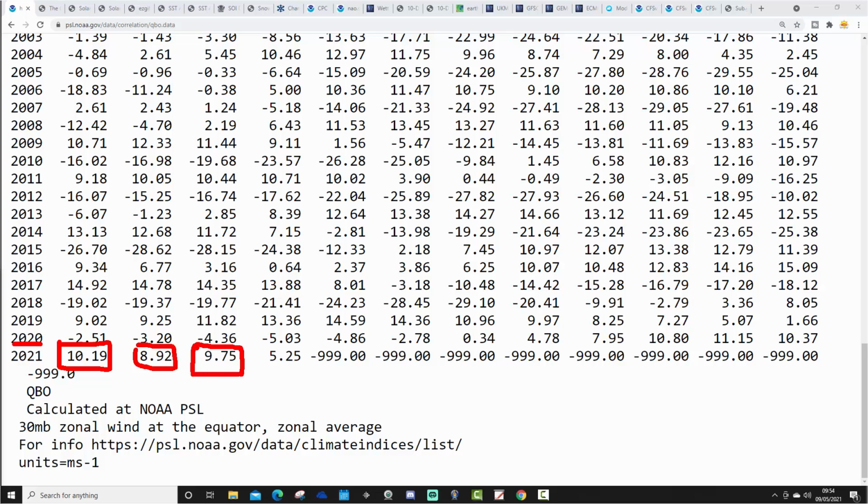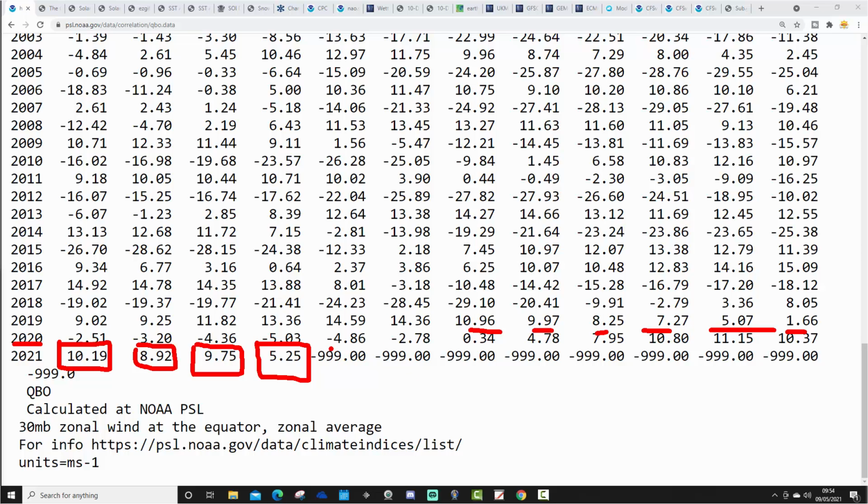But look what's happening in April. We've got April's number in now, and that is plus 5.25. Quite a significant weakening of the westerly QBO from March to April. And that could be an indication that the current westerly QBO, which began last summer when the easterly QBO failed, is beginning to move away from the westerly QBO phase into an easterly QBO phase. So you might be starting to transition into easterly QBO.